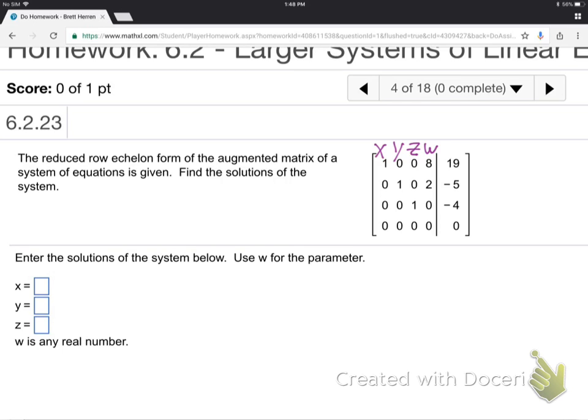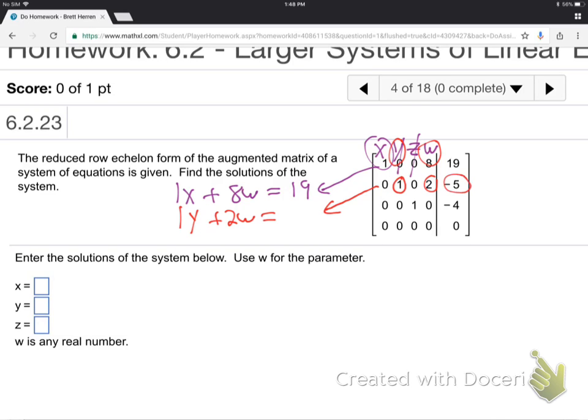So anyway, what does this say? 1 times X, 0Y, 0Z, plus 8W equals 19. Isn't that what that first equation says? Everybody good with that first equation, that's what it's saying? And the second, what's the second equation saying? 1y, 2w is negative 5. Remember, the straight line is the equals.